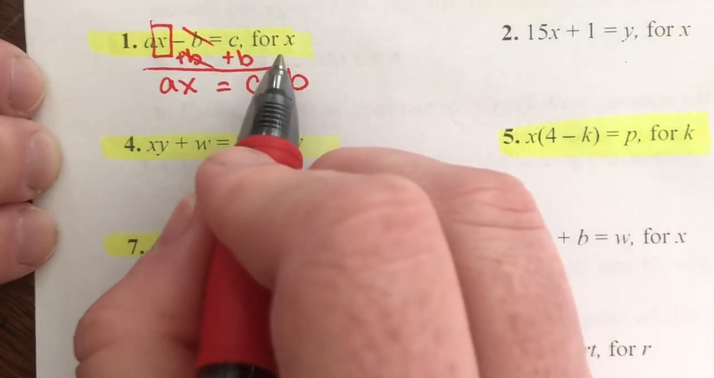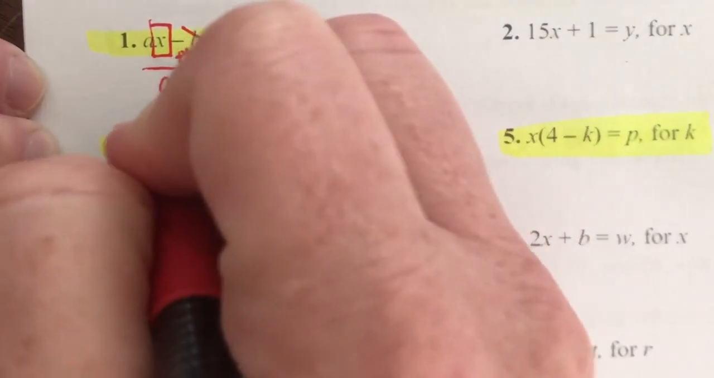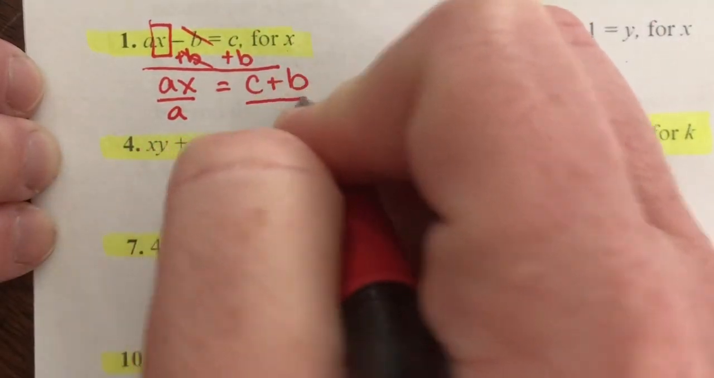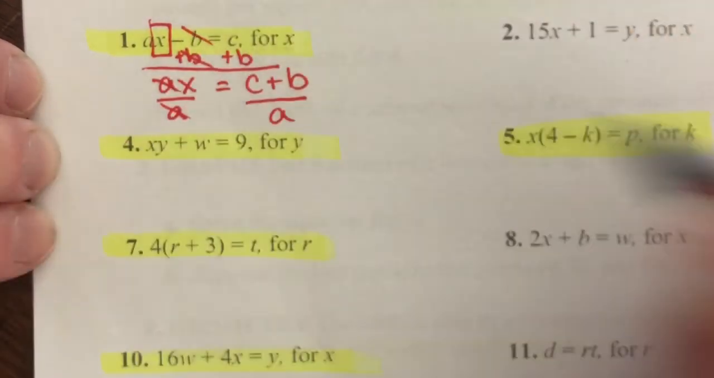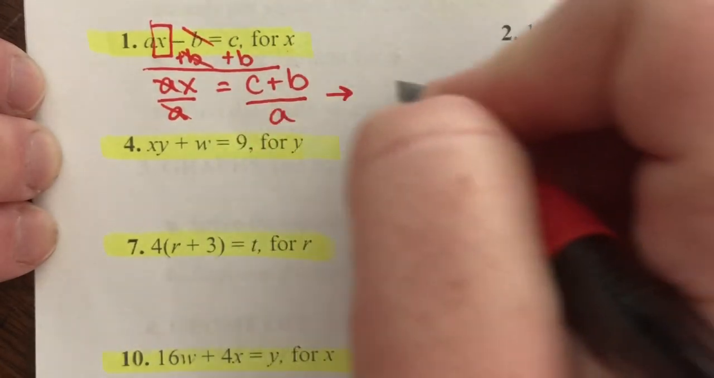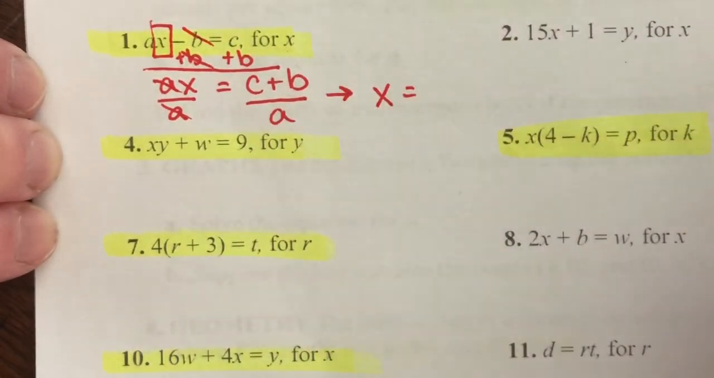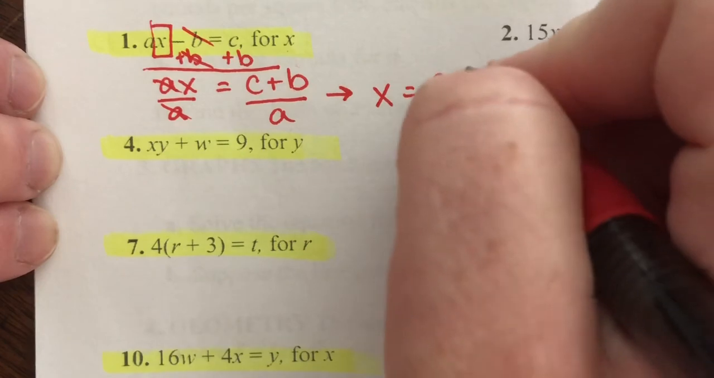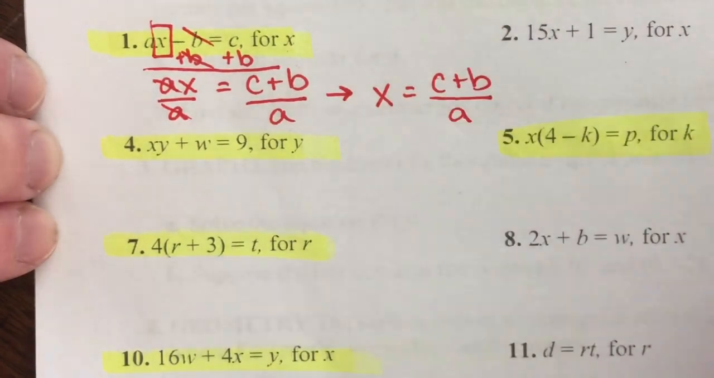That's what I have. I'm still trying to get x alone, so now I need to divide by a. I need to divide this side by a, and these a's cancel. So what I'm left with when x is alone is x equals c plus b all over a.